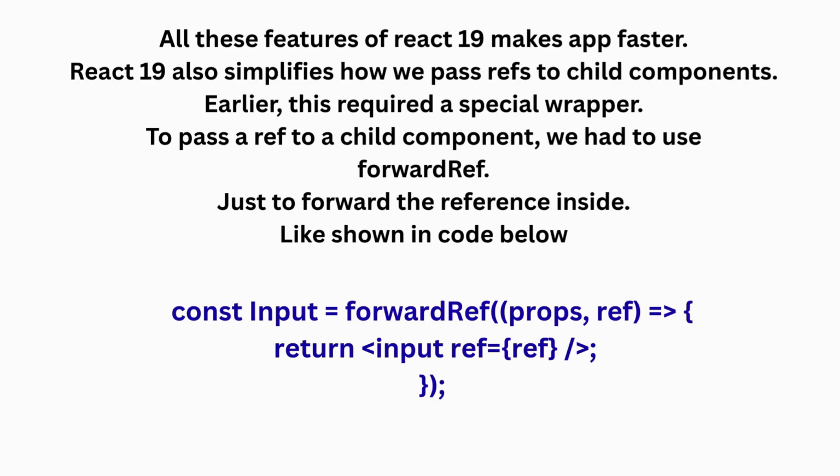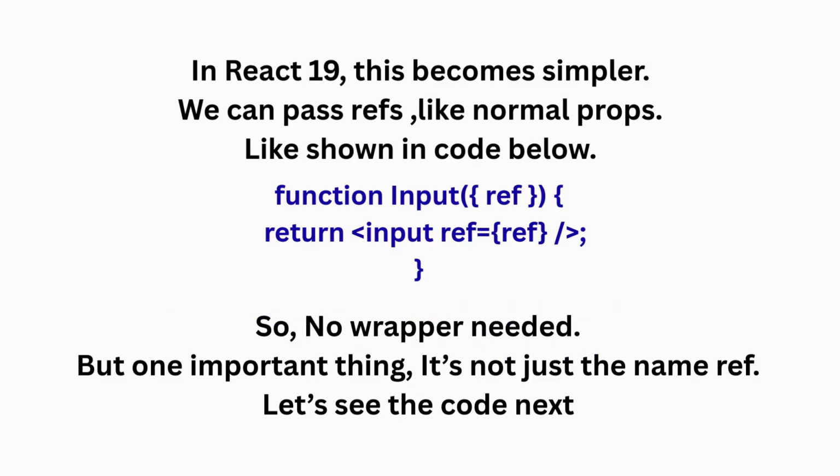React 19 also simplifies how we pass refs to child components. Earlier, this required a special wrapper. To pass a ref to a child component, we had to use forwardRef, just to forward the reference inside, like shown in code below. In React 19, this becomes simpler. We can pass refs like normal props, like shown in code below. So, no wrapper is needed.